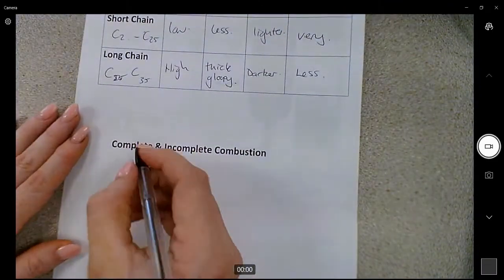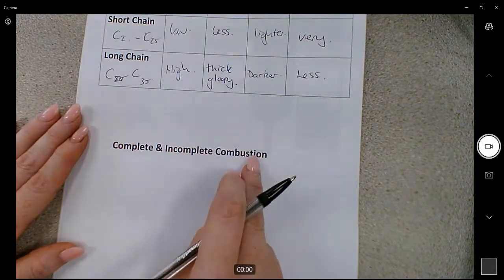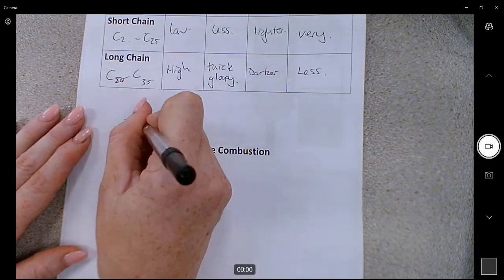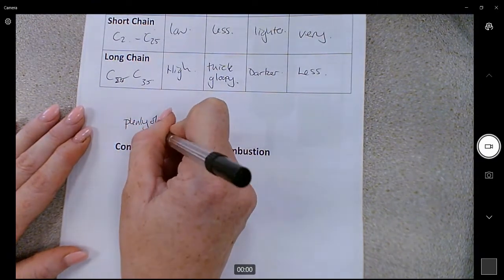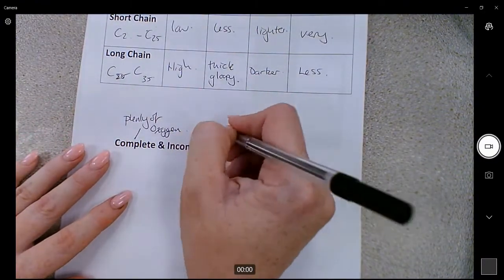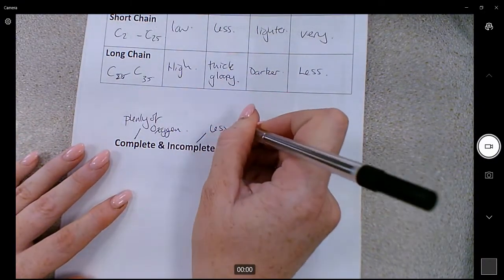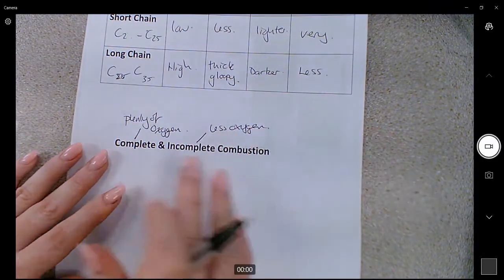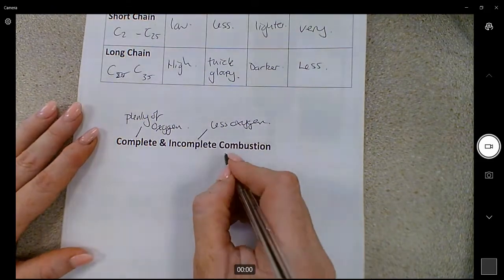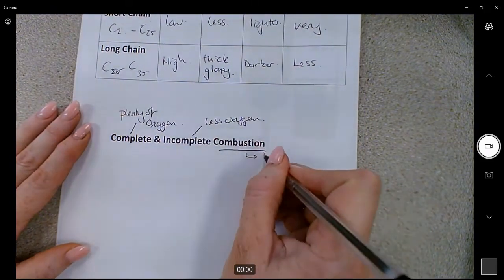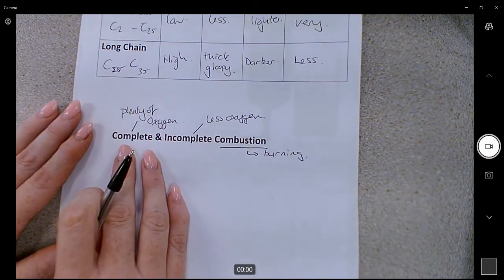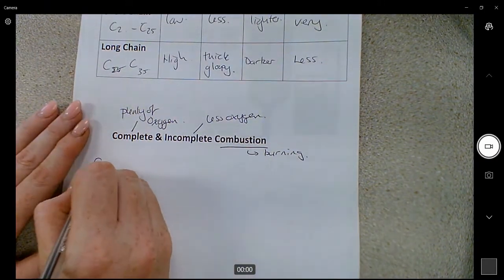So complete combustion, just to summarise what these two words actually mean. Complete means plenty of oxygen. Usually that's what that means. And incomplete usually means there's less oxygen. Now, you also get different products formed in a complete and incomplete combustion. Just to make you aware, combustion is what we call burning. And we're going to start off by looking at complete combustion to begin with.